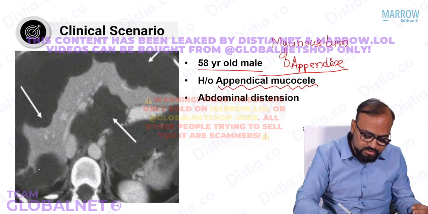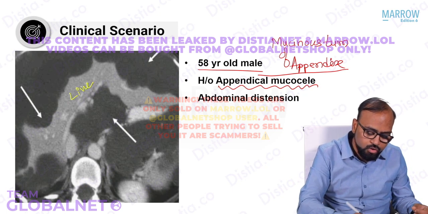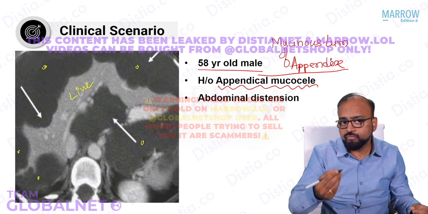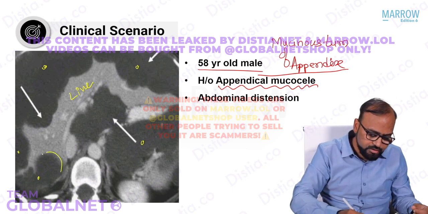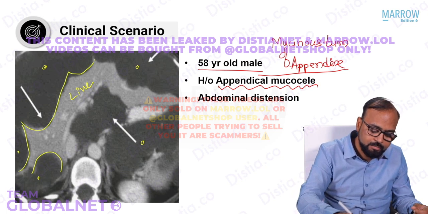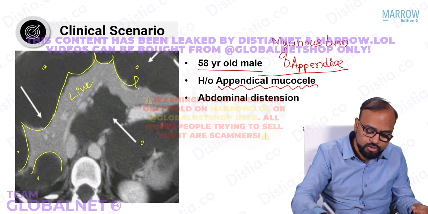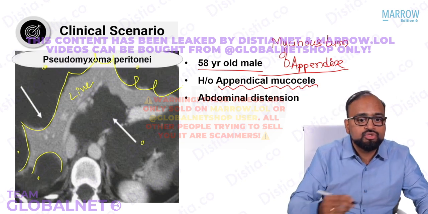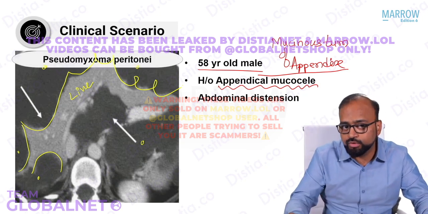liver. This is the liver. Can you believe it? All these deposits are the mucinous ascites which has accumulated everywhere. And very specifically, can you see the liver parenchyma has been eaten away? It has been scalloped like this by these mucinous malignant deposits. So what is this? This is given a very specific name. This is called pseudomyxoma peritonei.